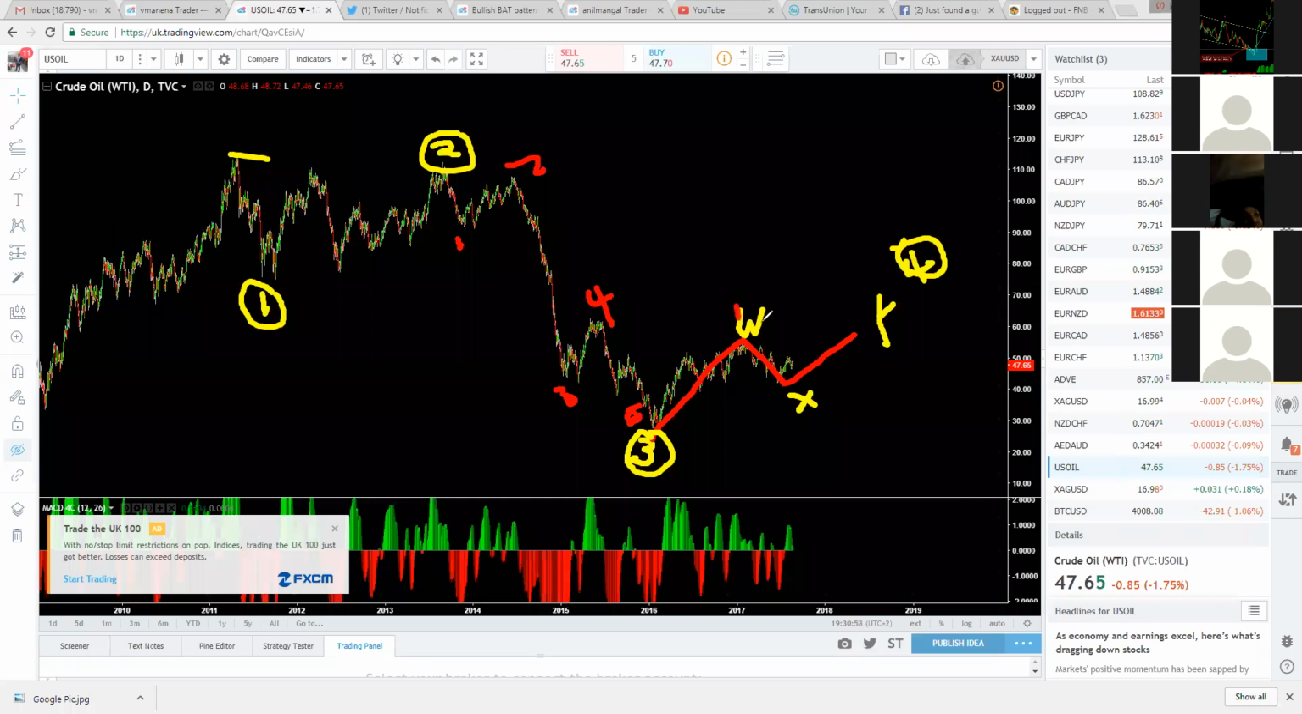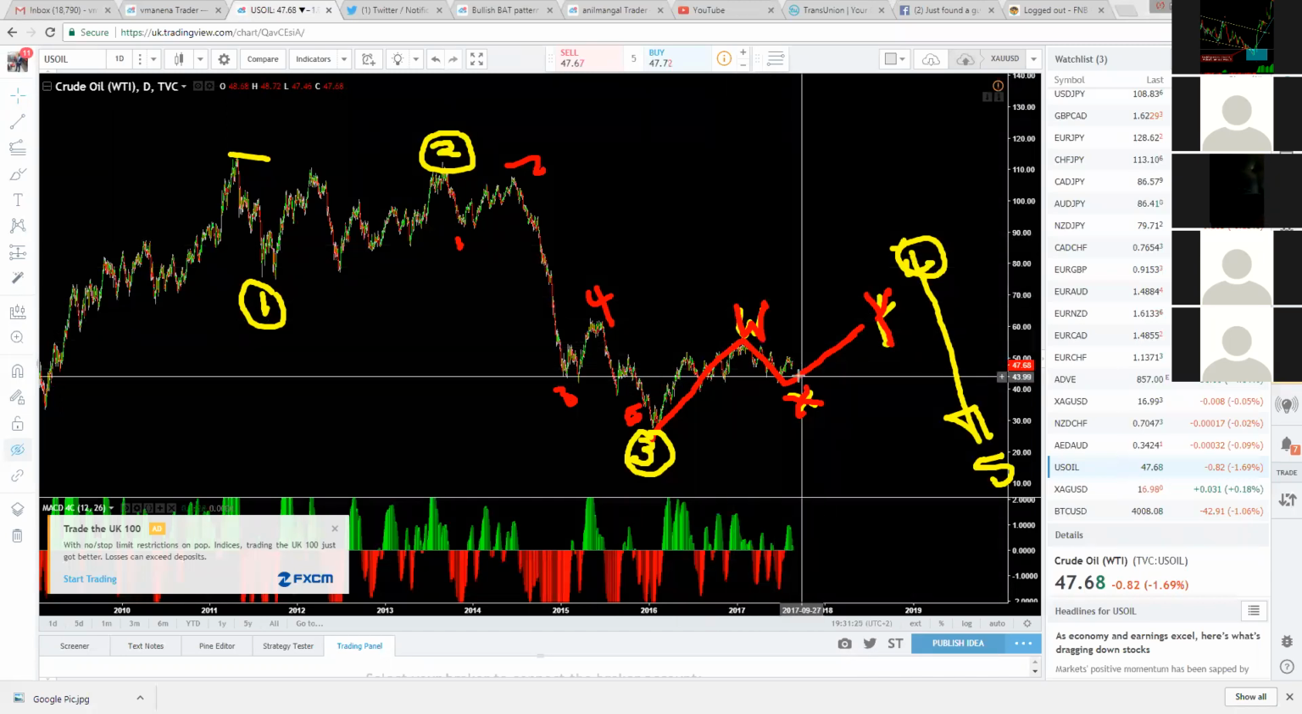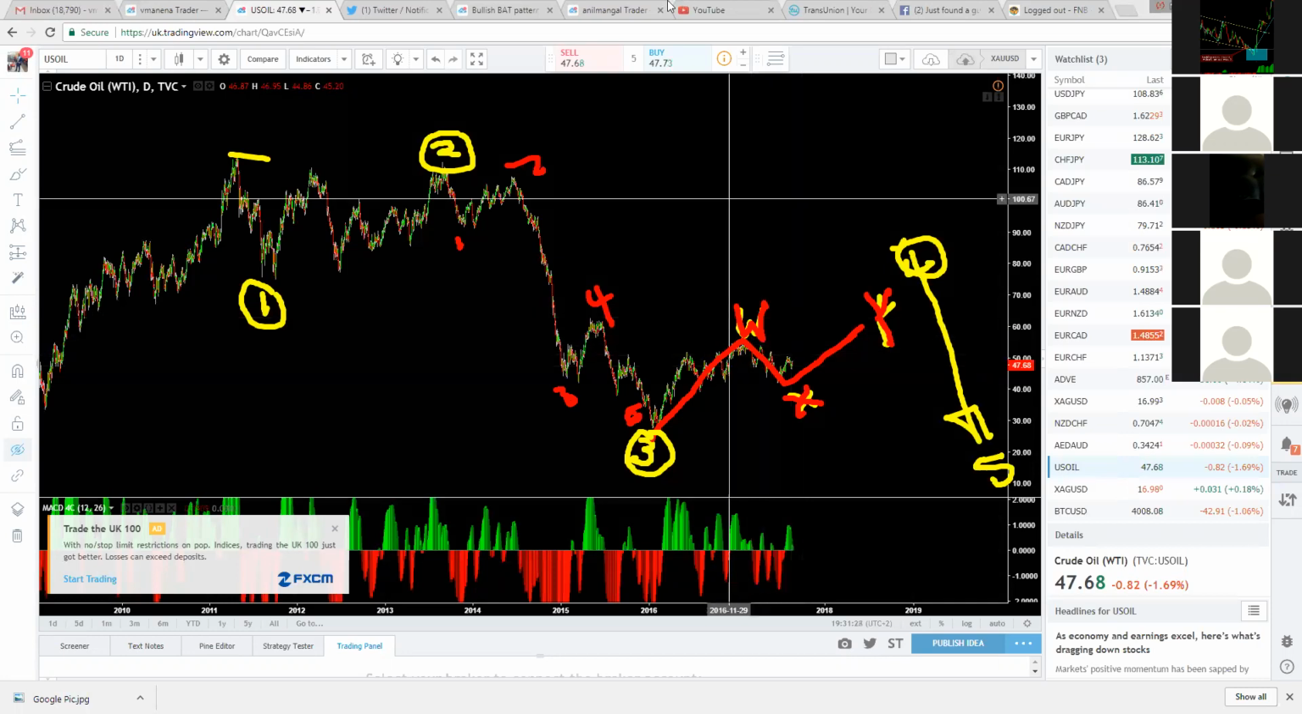And this W should be in the same degree as the red. W-X-Y, same degree as the red. And then we're going to get that last move, which is a 5. So for now, we're still anticipating this move to the upside. Okay, so let's drill down here to see if we can get this move or if this move has started yet.